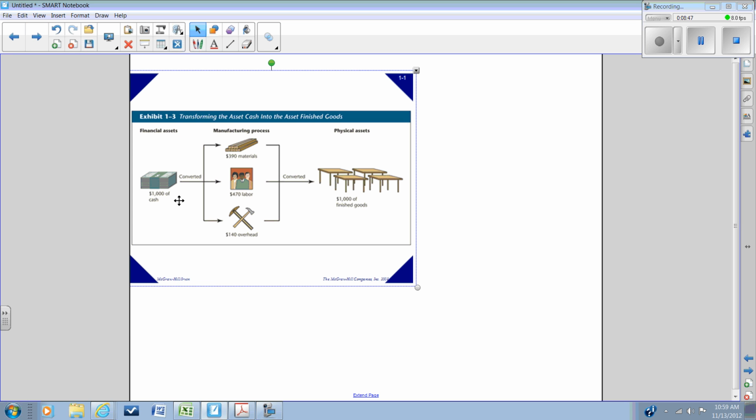So again, the conversion process will take capital. It will allow us to purchase material, hire labor, and incur costs that it takes to take that material and labor and convert it into finished goods. So in our first demonstration problem that we're going to do in class, we're going to take a look at product costs and see how they work their way through the accounting system.